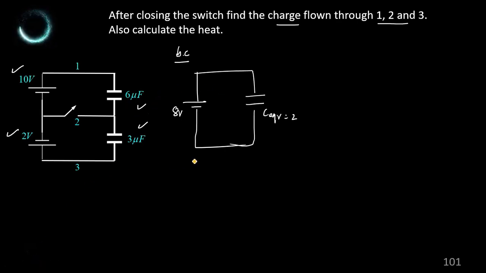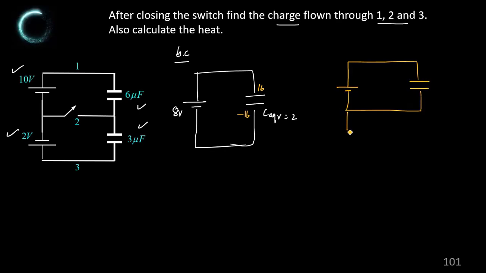Now based on that, I understand that on this plate the charge will be 16. On this plate the charge will be minus 16. Okay. So this is the initial position. So after closing, once I close the switch, then what happens? Then the entire system is there as it is. So here it is 10 volt. Then this is the line, and this is 6 microfarad capacitor, and then another 3 microfarad capacitor. Okay, so this is the final connection.